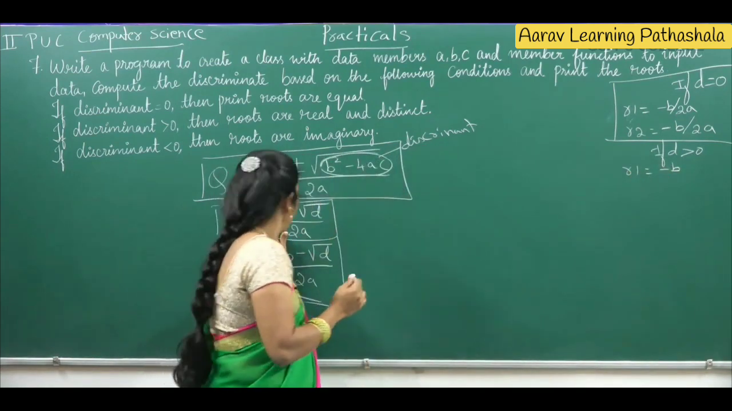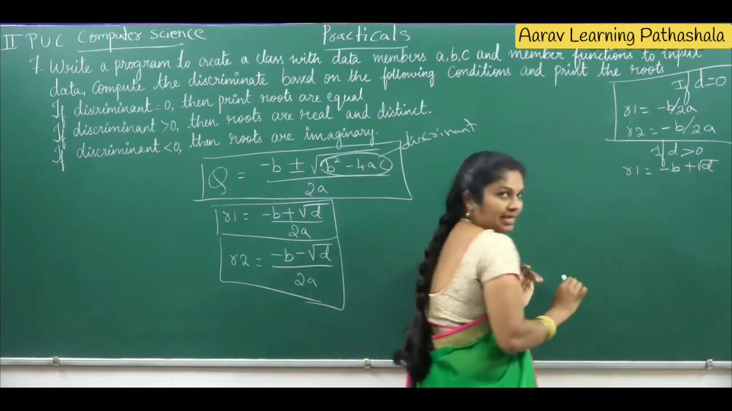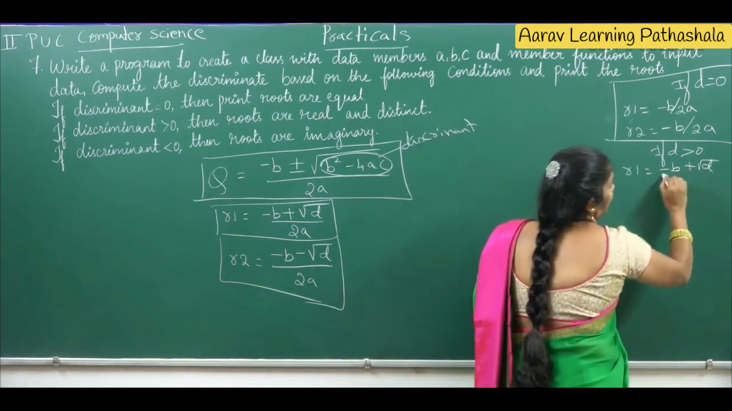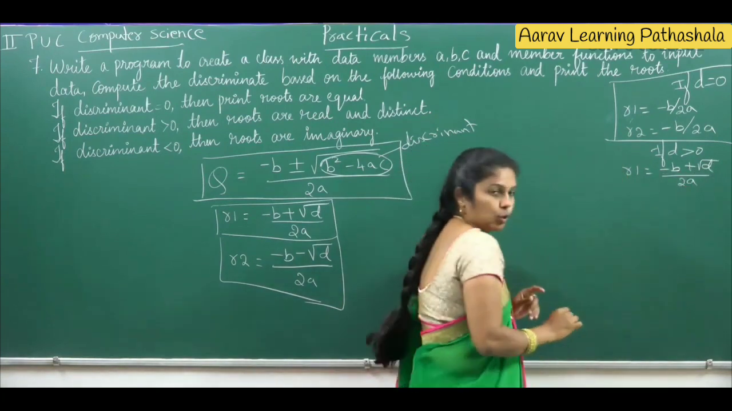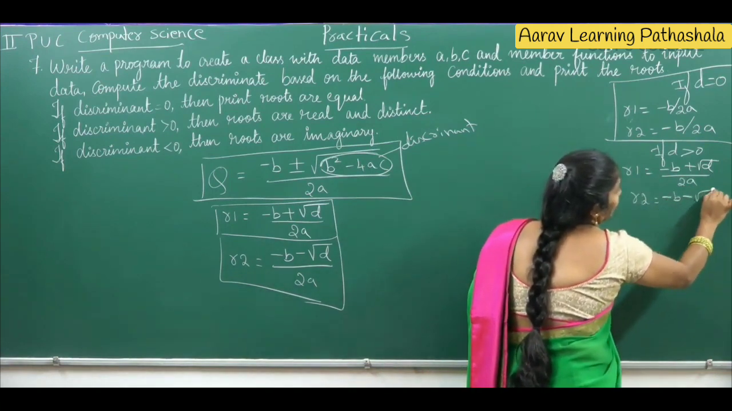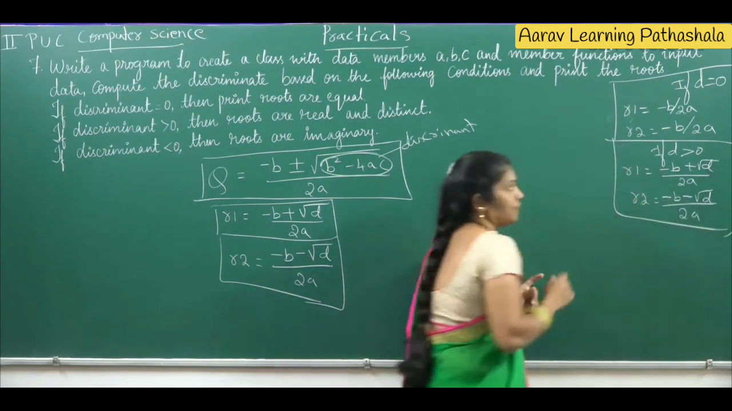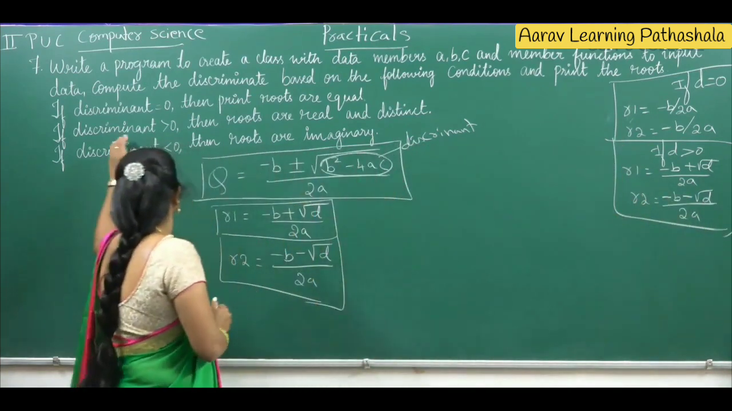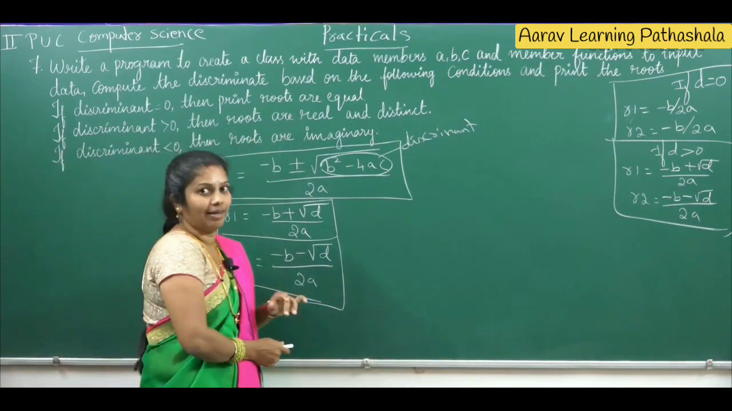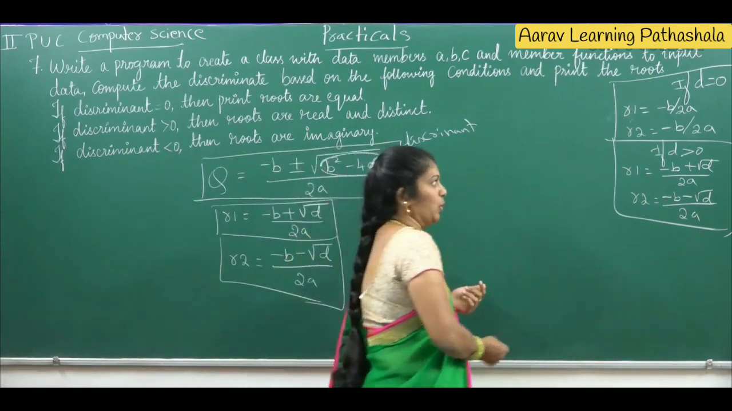then R1 represents, as usual, minus B plus square root of discriminant, because here we have a positive value. That is why square root of D divided by 2A. This is root 1 and R2 represents minus B minus square root of D, whole thing divided by 2A. Now is it clear? This is regarding the second condition. If the discriminant is greater than 0, then roots are real. Both root 1 and root 2 are real and positive.